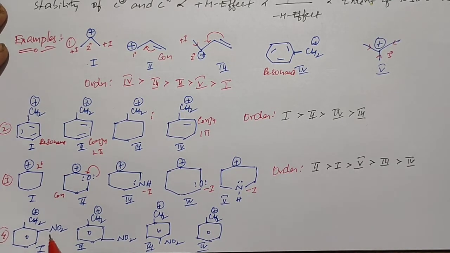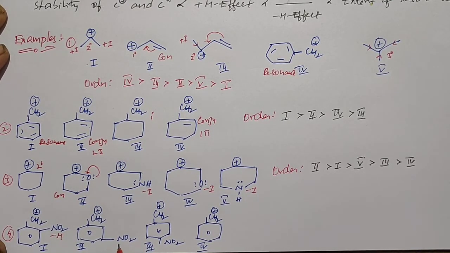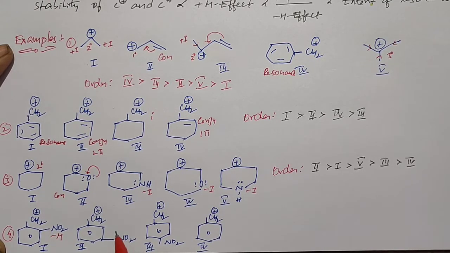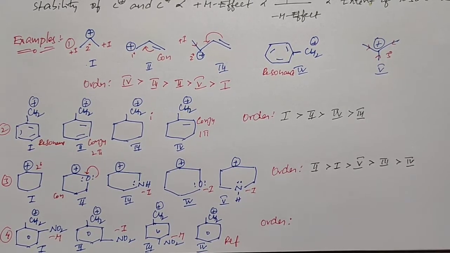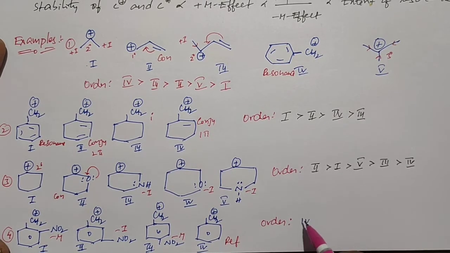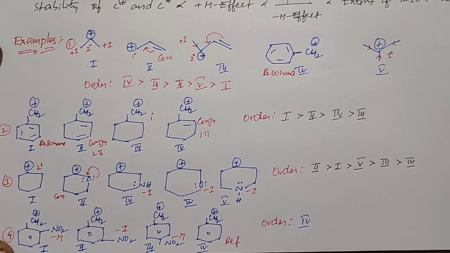So we need to arrange these four structures based on their order of stability. NO2 is a minus M group. Here you know very well that the mesomeric effect always operates at the ortho and para positions. So here NO2 is present at the meta position, so only the minus I effect is possible. Here minus M, here minus I, here minus M, and this is the reference structure. If we take the order of stability, the minus I power and the minus M power both destabilize the carbocation. So the reference structure is more stable when compared to the remaining ones due to the absence of minus I groups.